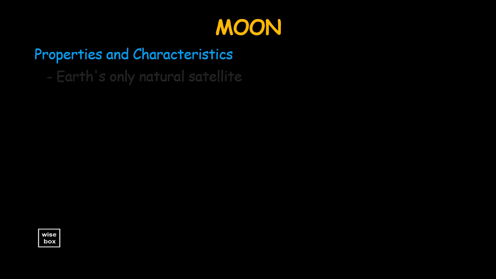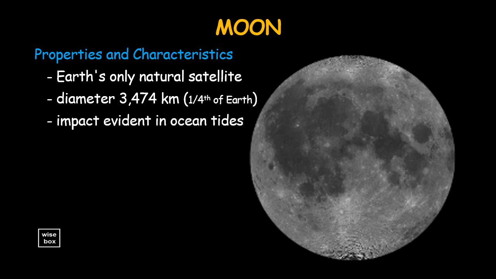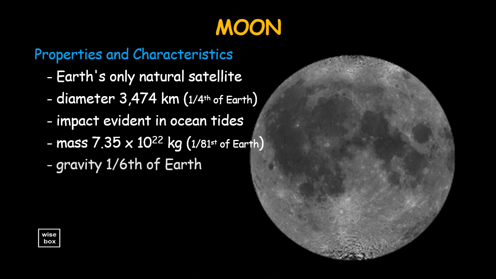The Moon, Earth's only natural satellite, is about 1/4 the size of Earth with a diameter of 3,474 kilometers. Despite its smaller size, the Moon significantly impacts Earth, especially evident in ocean tides caused by its gravitational pull. It has a mass of 7.35 by 10 to the 22 kilograms, roughly 1/81st of Earth's mass, and its gravity is about 1/6 that of Earth, allowing astronauts to hop and float on its surface.